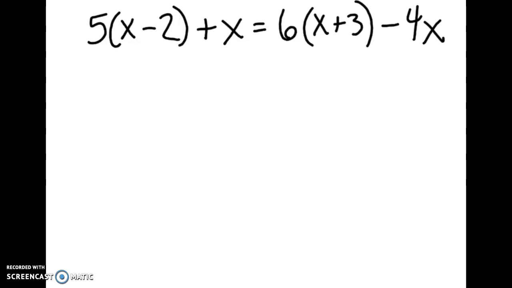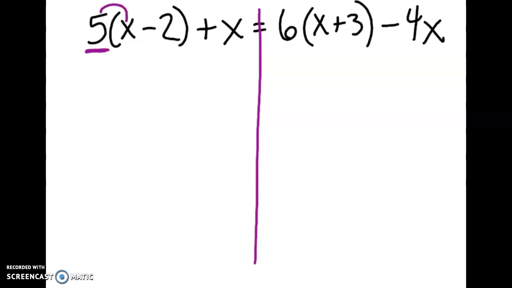So we have this problem here. I'm going to draw my line down my equal sign to show the two sides. Remember, what you do to one side, you need to do to the other. And we're going to start with distribution, the first step. We've got parentheses here. When I say distribution, what I really mean is multiplication. We're multiplying the number that's in the front times everything that's inside the parentheses.